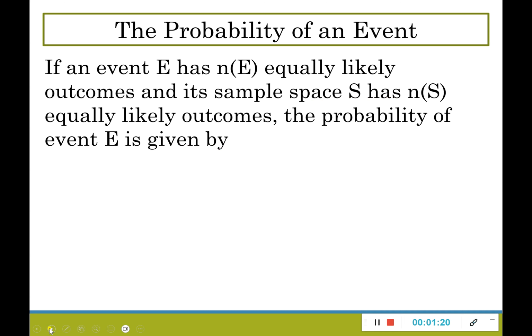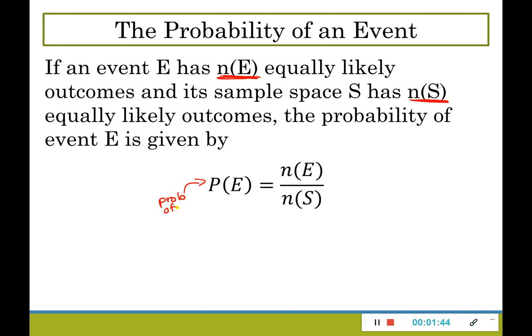All right, the probability of an event. If an event E has N of E equally likely outcomes, and its sample space S has N of S equally likely outcomes, the probability of event E can be given by this formula. So the probability of E is N of E, the equally likely outcomes, divided by the total values that are in the sample space.